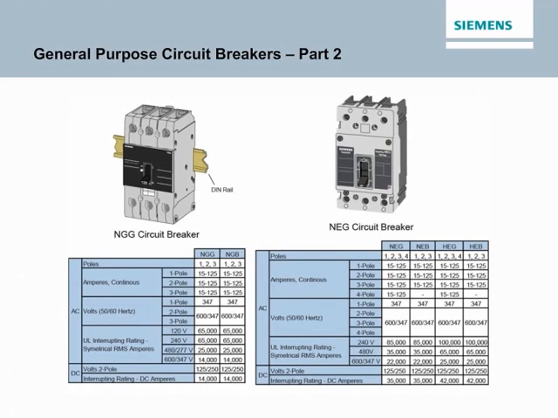The EG family also includes type HEM motor circuit protectors and type HES molded case switches. HEM motor circuit protectors have continuous current ratings from 3 to 100 amps. HES molded case switches are available in 3-pole or 4-pole versions with continuous current ratings of 100 or 125 amps for 3-pole switches and 125 amps for the 4-pole switches.